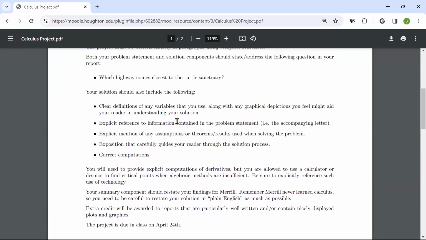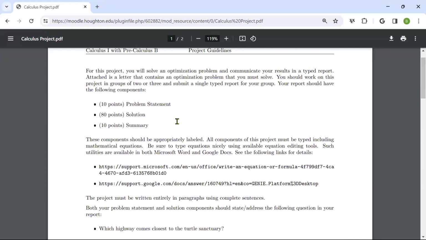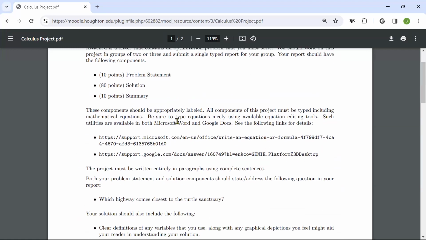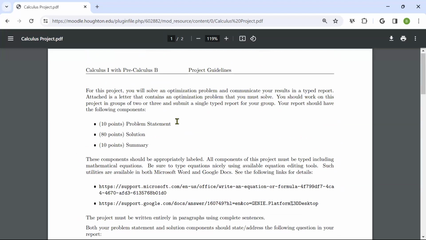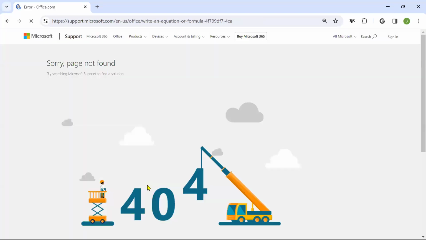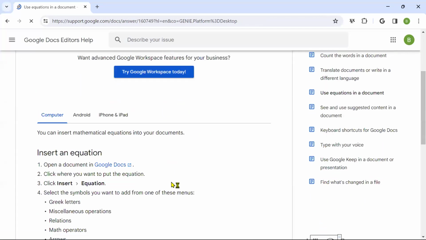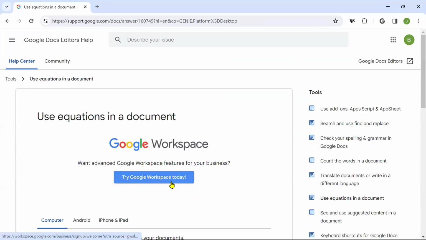I just want to briefly remind you that this is a project where you don't have to do it by yourself. You can work in groups of 2 or 3, but you type a single report, and you even type the math, which at first may feel impossible to you. But I included links here. Dang it, they changed the page. 404 not found. Where'd it go, Microsoft? I bet you Google Docs doesn't change theirs. Okay, this describes how to type in equations.